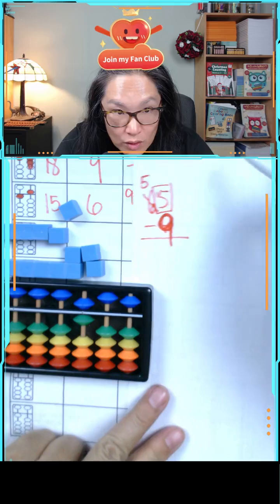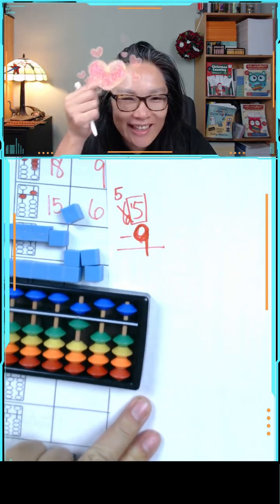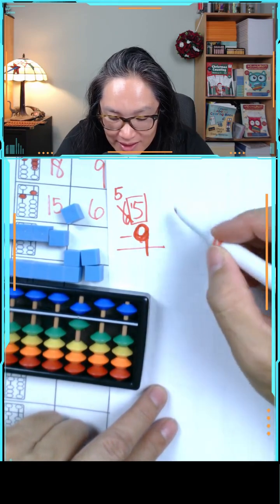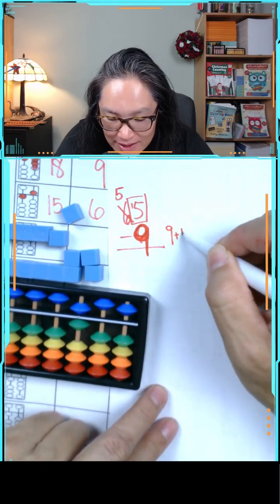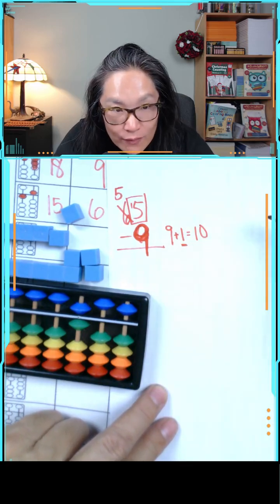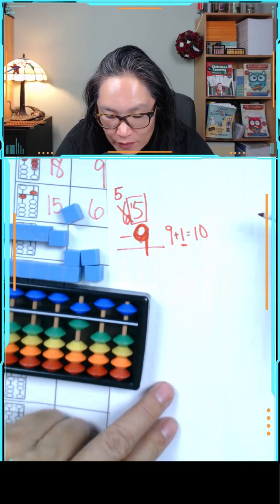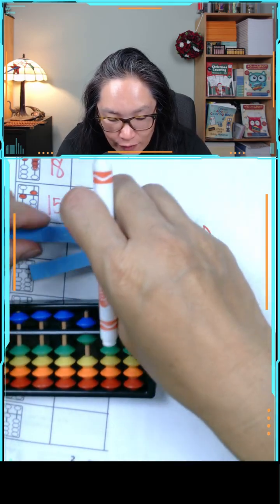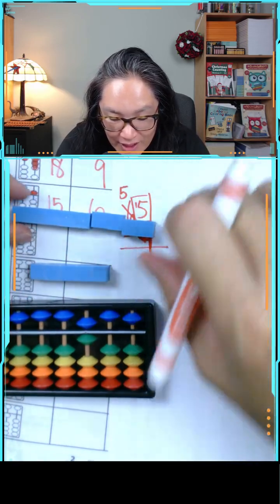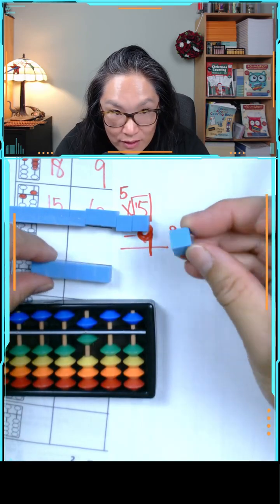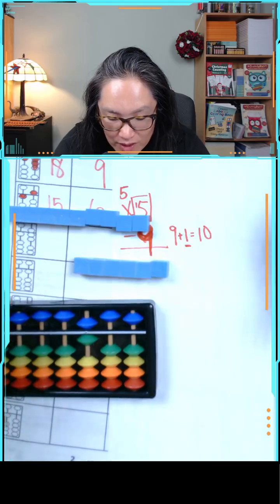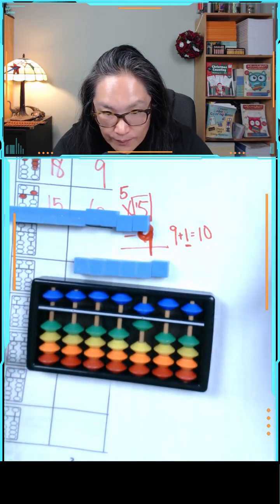In abacus world, we understand how to make this 9. 9 plus 1 is equal to 10. The 1 is left from the 10. So we have 10 right here. And if I take away the 9, notice I have one straggling. Then I take this 1 and I add it to my ones place. So my final answer is 6.